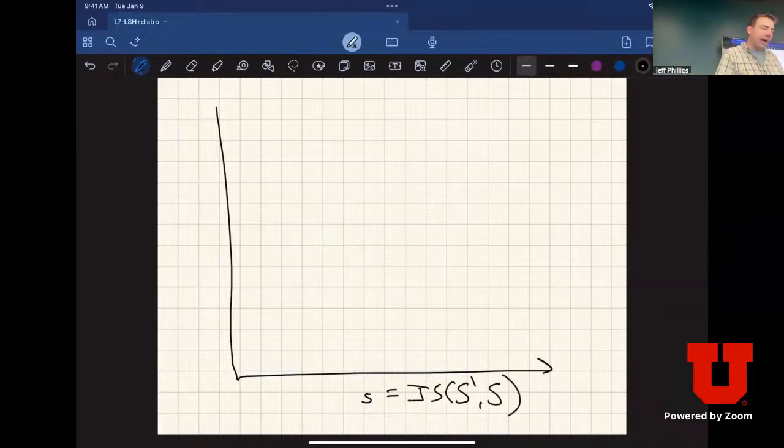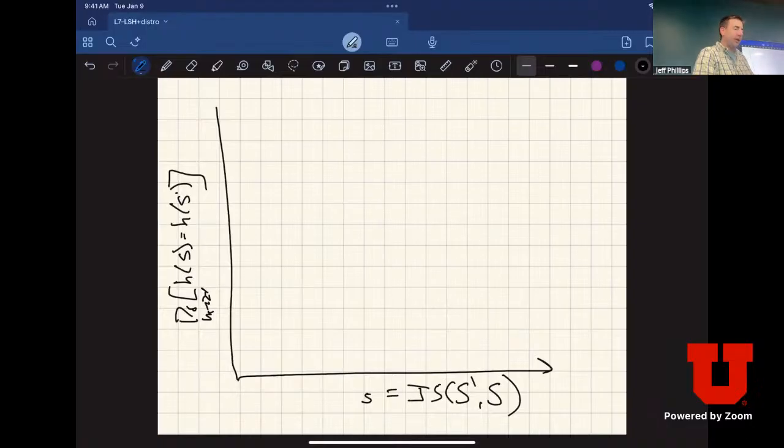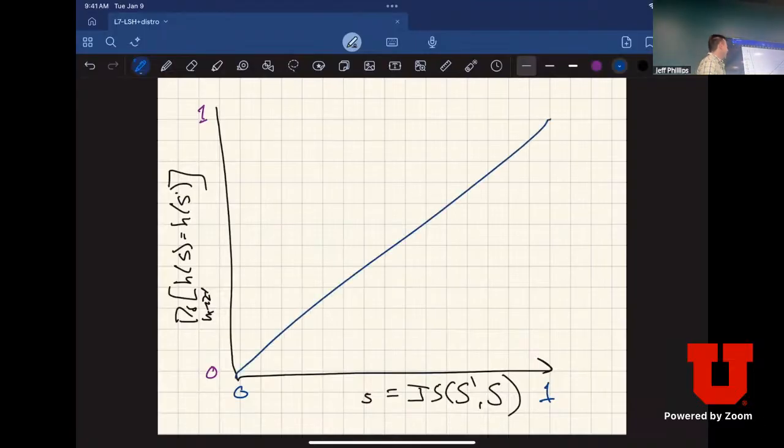And I want to say the probability that H, drawn from the hash function, that H of S is equal to H of S prime. And again, I'm just looking at a single hash function. What I know from min hashing is that the similarity is going to go from 0 to 1 between the two sets, and the probability that they collide is also going to go from 0 to 1. I'm going to get a line that looks like this. So the probability that they are going to collide is exactly equal to the Jaccard similarity.